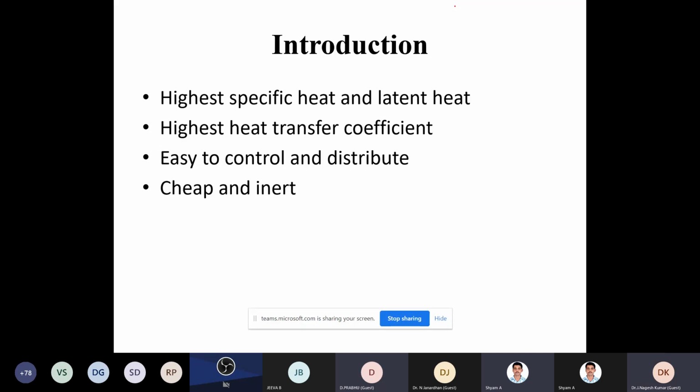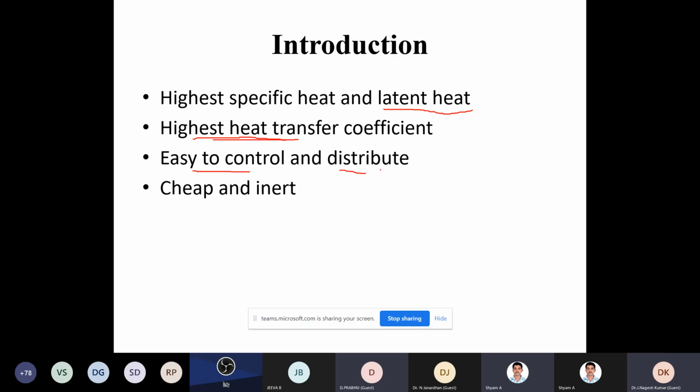Another important thing is the latent heat. The latent heat property of steam is the most important when we talk about transferring heat. We will see what this latent heat is. Steam also has one of the highest heat transfer coefficients, so it can easily transfer heat across the heat exchanger to the other medium. And it is also easy to control and distribute. You have a steam valve; if you want steam, you open it.